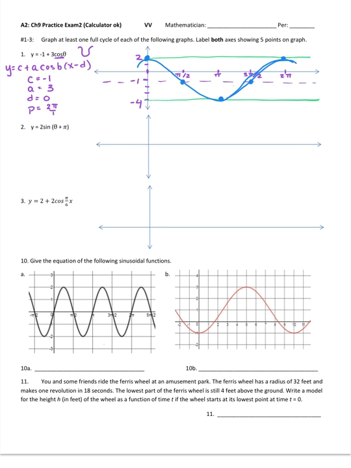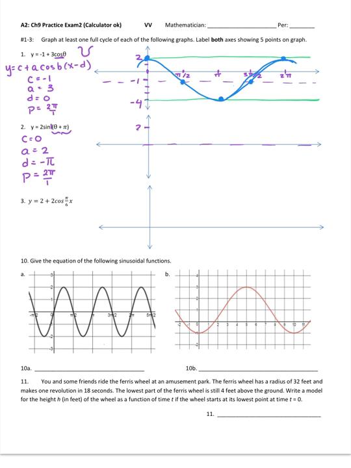Okay, the next one, notice my C is going to be 0, so I'm going to stay on the x-axis as the middle of my graph. My amplitude will be 2. My D value, where I start on the x-axis, is going to be -pi. It's always the opposite of what's in the parentheses. And my period, since the B value here is 1, is still 2 pi, because that's 2 pi over 1.